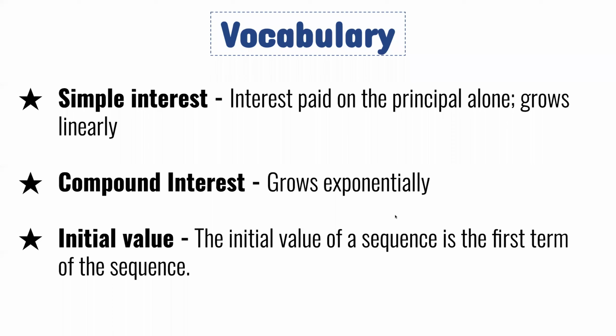We have simple interest and compound interest. So simple interest is interest paid on the principal alone. It grows linearly. And if you don't know what the principal is, that's like the main amount of your loan or your savings. So if I bought a car and my car cost $30,000, that's the principal. The principal is the original amount owed. And then on top of the principal, the car lending company would be charging me interest.